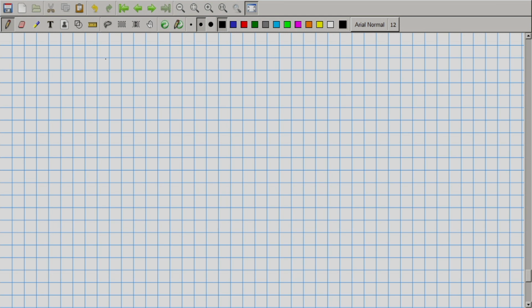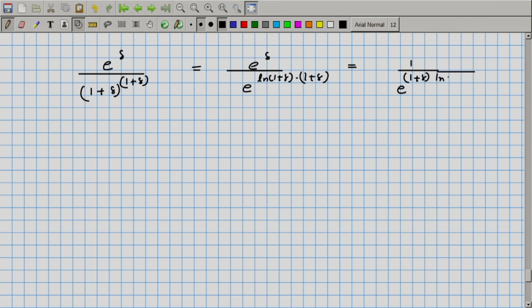So, we have this probability to be e raised to delta divided by 1 plus delta, the whole raised to 1 plus delta. This is the same as e raised to delta divided by e raised to log 1 plus delta times 1 plus delta, and that we can write as 1 by e raised to 1 plus delta log 1 plus delta minus delta.